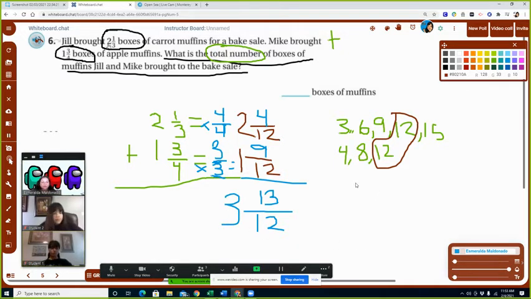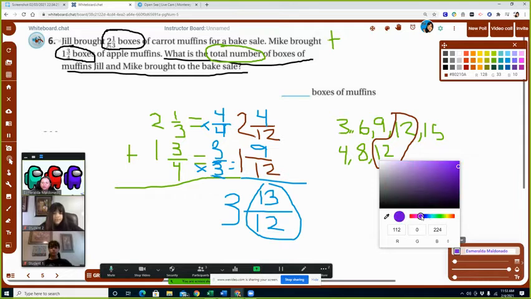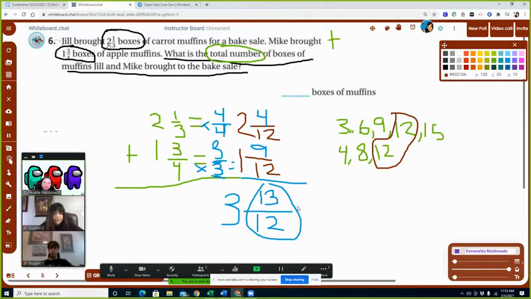No. No, right? Because this fraction is greater than 1. So I need to regroup it because there's a whole. I can take out a whole from here. If you think about it, I'm going to subtract one whole, which is 12 over 12. And then that whole, I'm going to add it to the whole number. So what is 13 twelfths minus 12 twelfths?